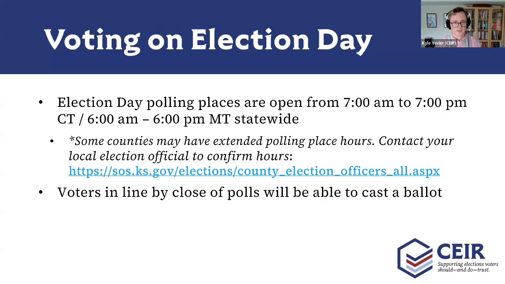One last thing to note about voting on election day is the hours. Election day polling places are open at the same time statewide. Kansas, as I'm sure many viewers know, has 2 time zones. Counties on Central Time, polling places are open from 7 a.m. to 7 p.m. Counties on Mountain Time, polls are open from 6 a.m. to 6 p.m. Some counties may extend these polling hours. You should, again, if you're interested in knowing more, check with your local election offices.